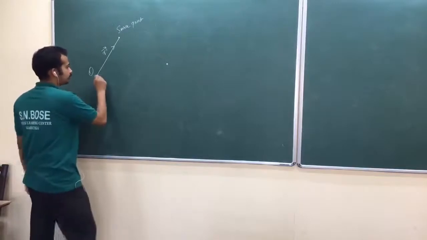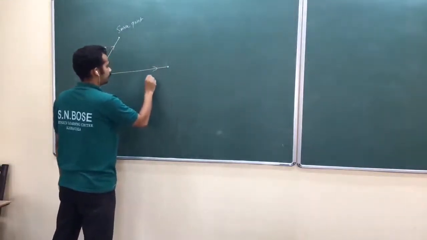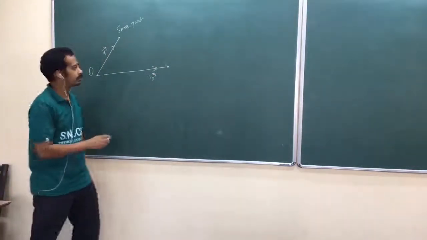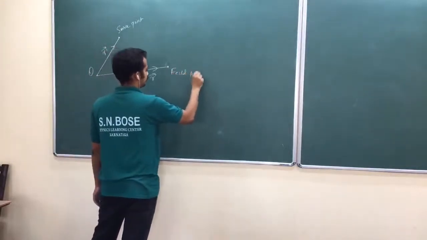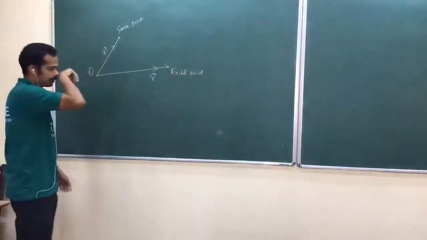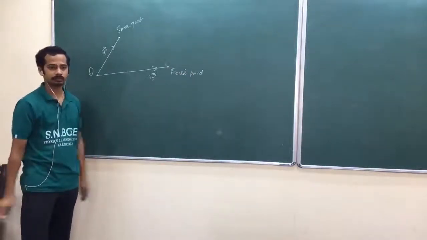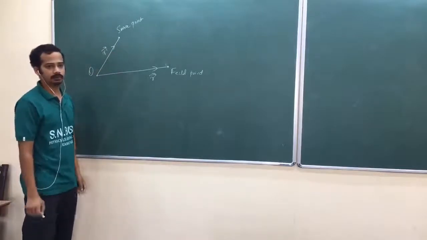Now from that origin to the point where we are finding the field, we are going to call that vector as small r vector. Okay, we call this the field point. From origin to field point, we generally refer to that as r vector. Terminology, okay? So from origin to source point, we call it r prime vector.